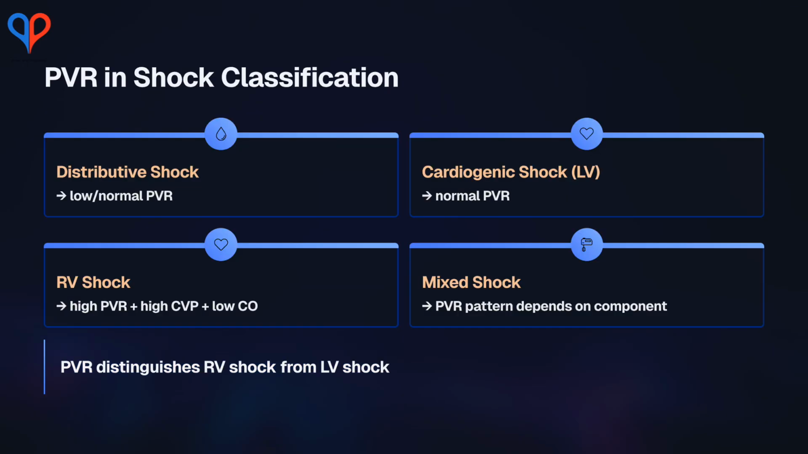PVR is a key classifier in shock. Distributive shock usually shows low or normal PVR. LV cardiogenic shock generally has normal PVR, unless lung mechanics worsen. RV shock features elevated PVR, high CVP, and low cardiac output. Mixed shock patterns depend on underlying pathologies. PVR distinguishes RV failure from LV failure, something no systemic metric can do.